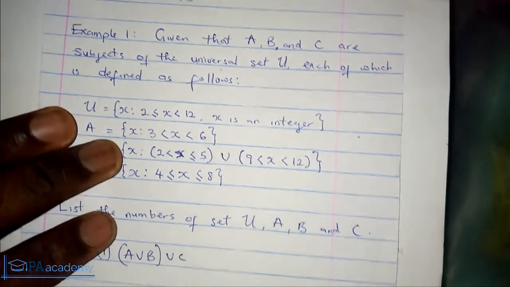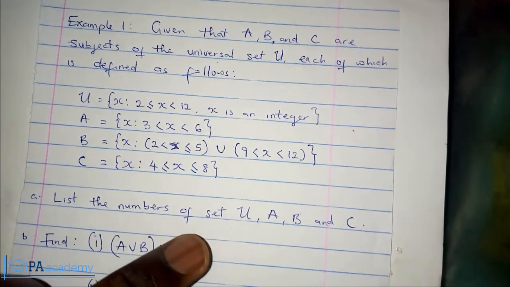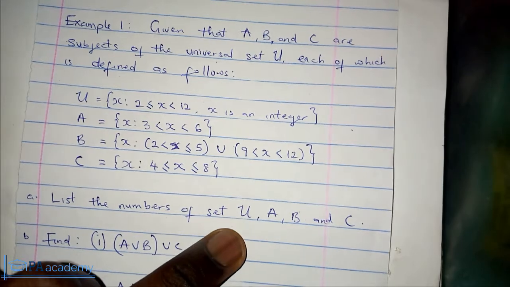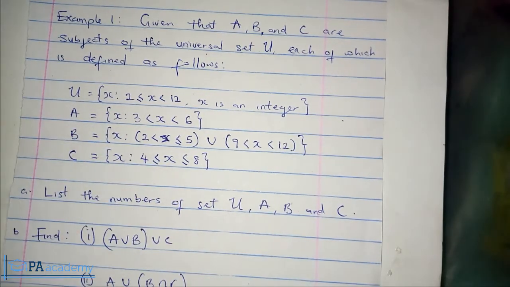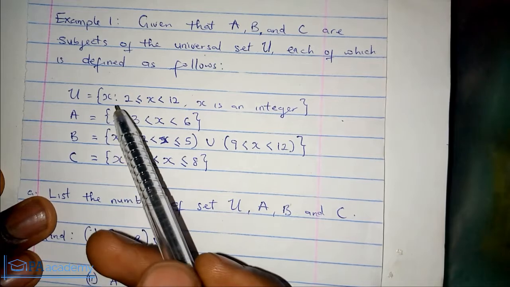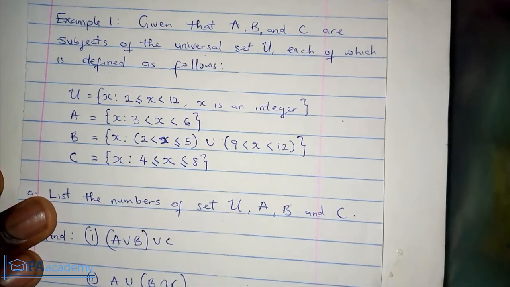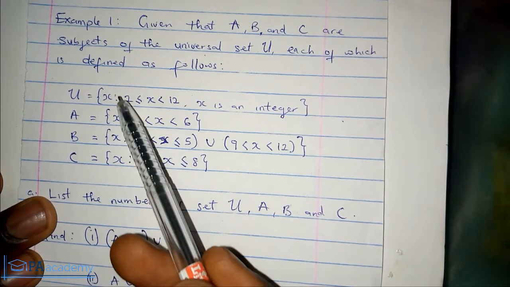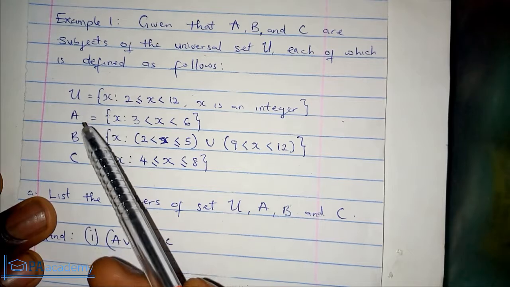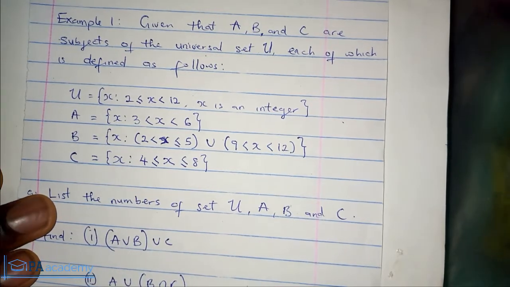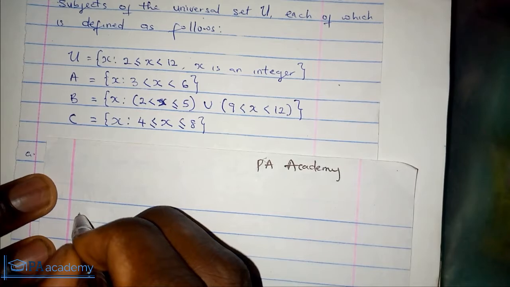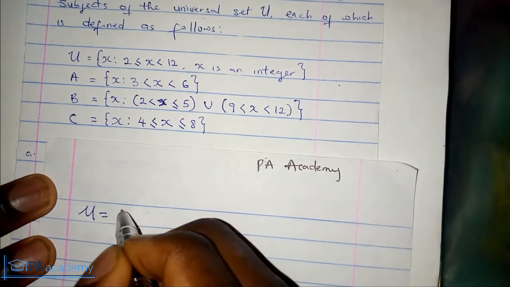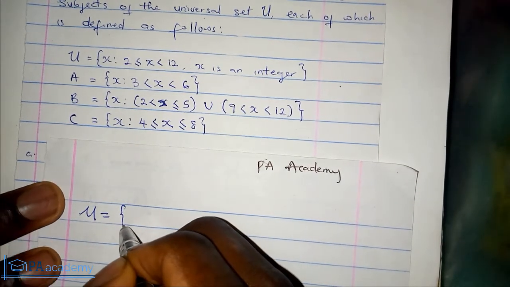So the first thing they ask us to do is list the members of the universal set and sets A, B, and C. That means we should look for the elements. You can see that right here they didn't give us the elements of the sets straight away, so we are going to look for the elements of the universal set, set A, set B, and set C. Let's do this together. Let's start with the universal set. Let's not forget the curly bracket.